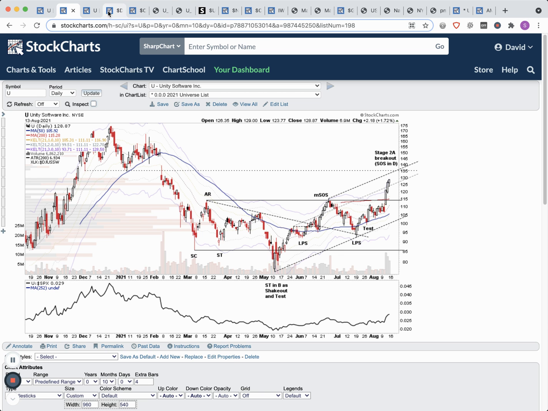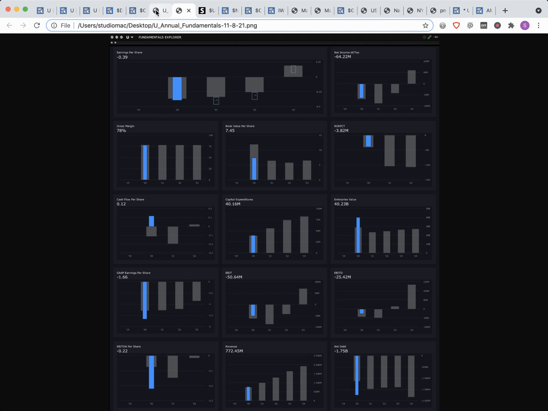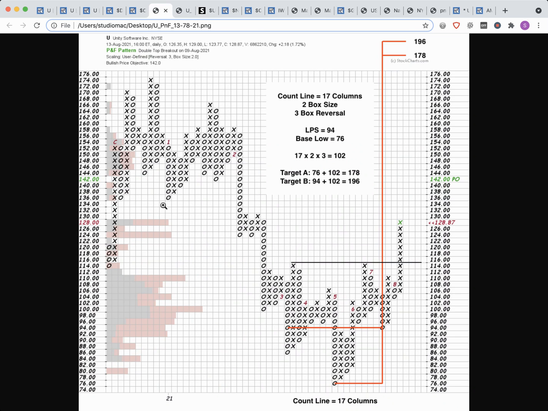And if we look at the point and figure chart of that, which is here, you can see that level clearly here with these O's. So 134, 136 there.